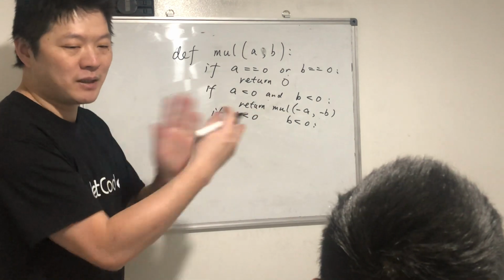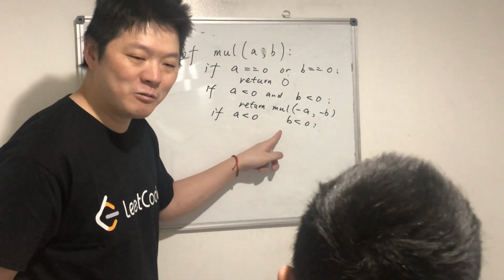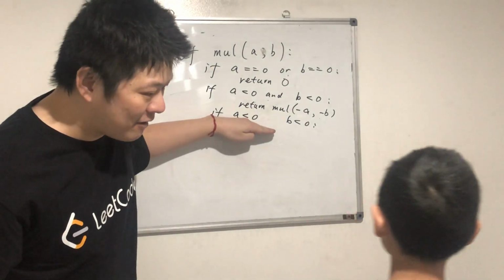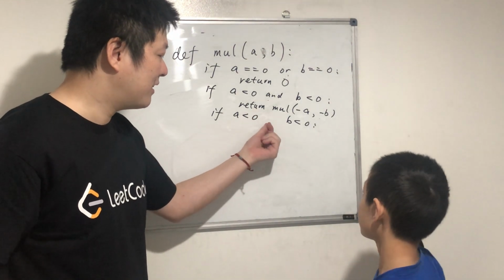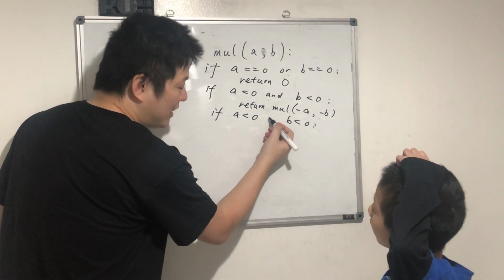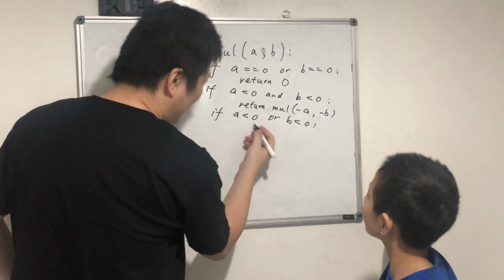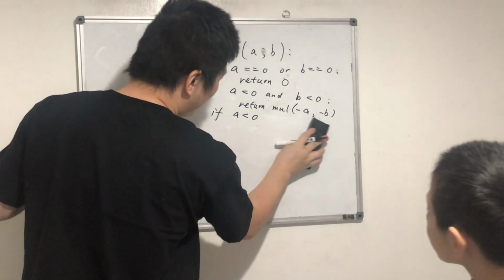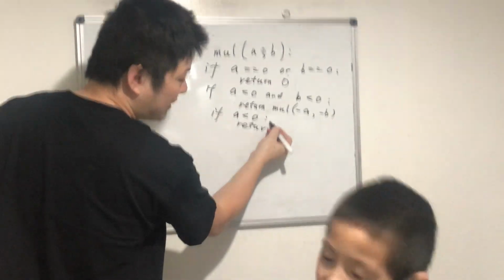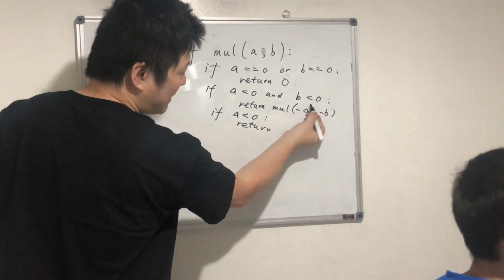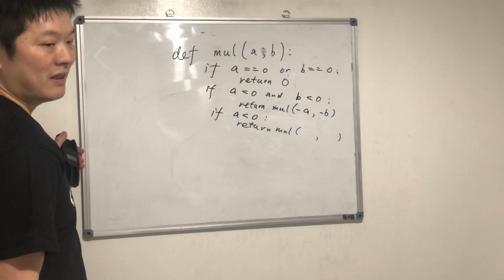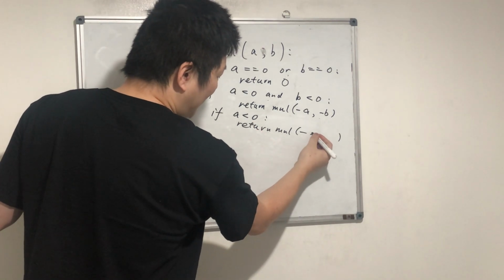This is checking if both are negative. And if at this point both are not negative, and if one of them is negative, should we use and or or? Yes, or. But we need to check which one is negative, so it's better: if A smaller than 0, then what? Is B smaller than 0 in this case? No, because the both-negative case is handled above. If A smaller than 0, return multiply minus A and B.